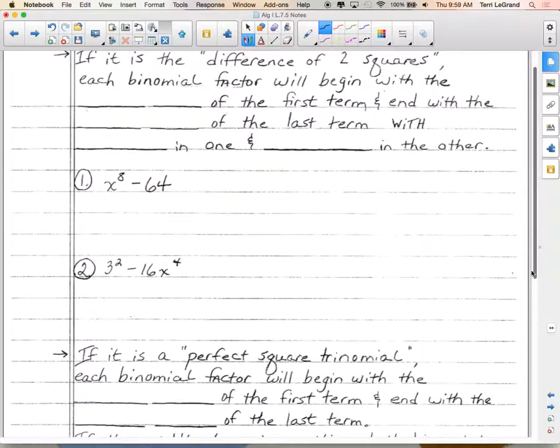Okay, if it is the difference of two squares, each binomial factor will begin with the square root. So we're starting to just decide what the factors would look like. The first term of the binomial factor will start with the square root of the first term. It will end with the square root of the last term.